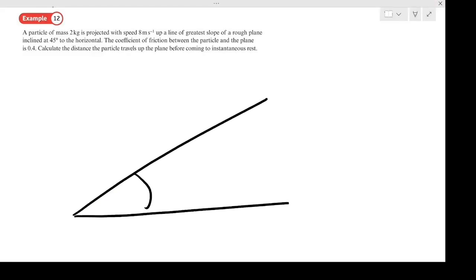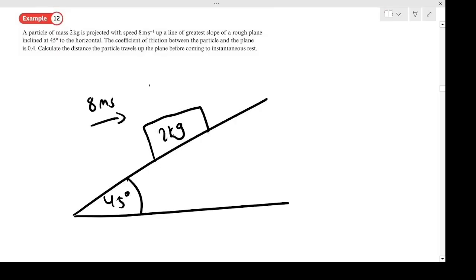So have a look at this example. We're told a particle of mass 2 kilograms is projected with speed 8 up the slope of a rough plane, inclined at 45 degrees. So again, we've got the situation, 45 degrees, and this parcel, 2 kilograms. Now it's going up the slope this time, so it starts with a speed of 8.